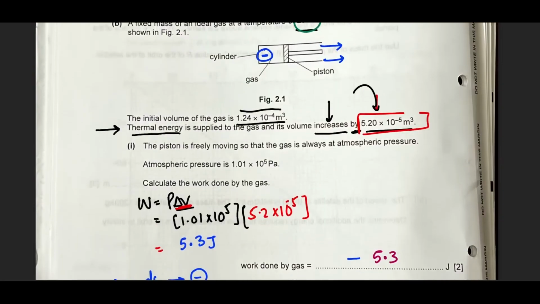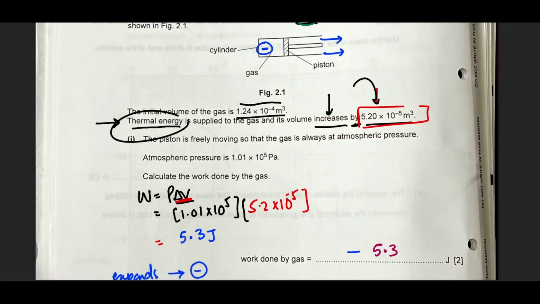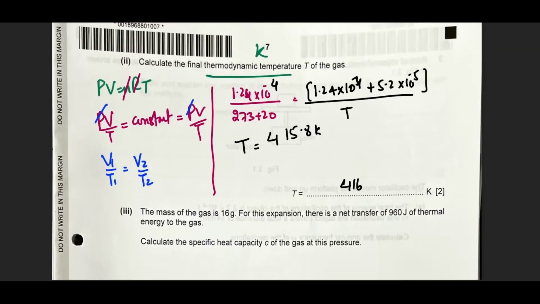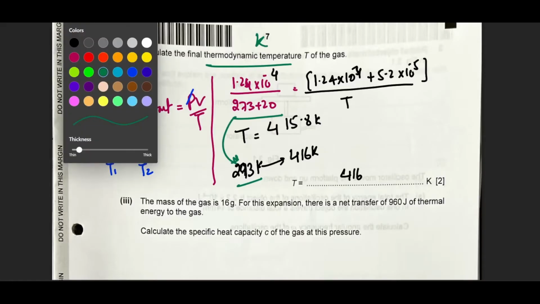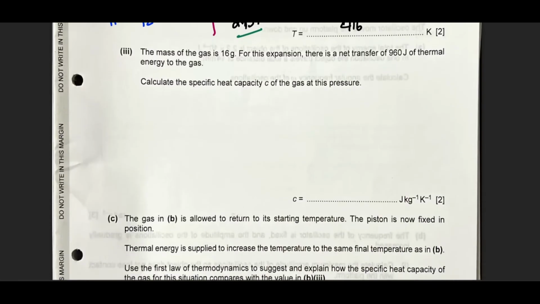So yes, by adding thermal energy into the system, we did two things. Not only did the gas expand, its thermal energy or its temperature increased from 293 Kelvin up to 416 Kelvin. Its temperature has increased, right? Okay. Where this 293 comes from, that is simply 273 plus 20. This was the previous temperature and 416 is the current temperature.